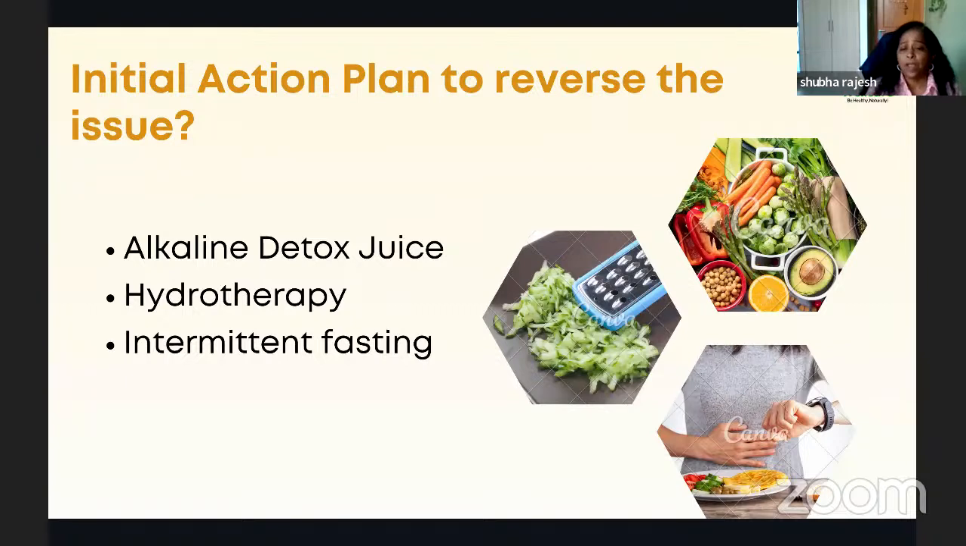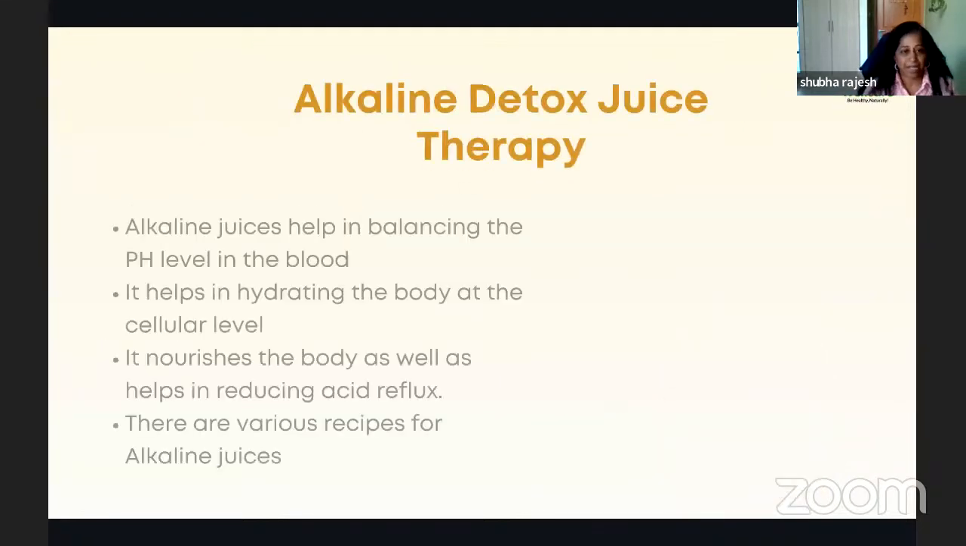All right. So, what are the initial plans that we can do? Now it's getting more and more interesting. Some takeaways for you from the session: what are the things that you can do to reverse these kinds of health issues? I mean, these kinds of skin issues, whatever they may be. Firstly, the alkaline detox juice. Then some hydrotherapy. What is hydrotherapy? Therapy with the help of water. Is it just water? We'll talk about it in the coming slides. And then, of course, intermittent fasting. Next slide.